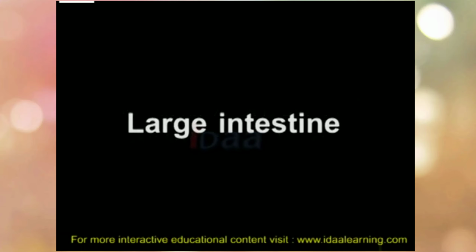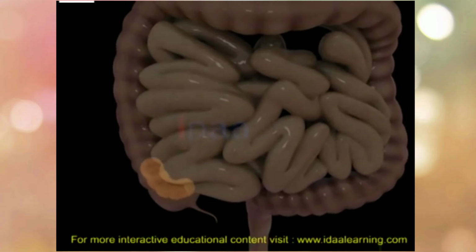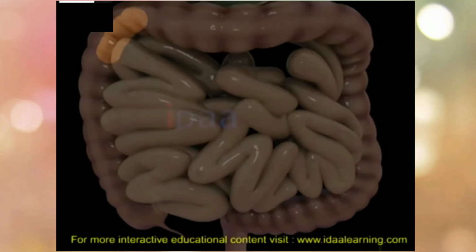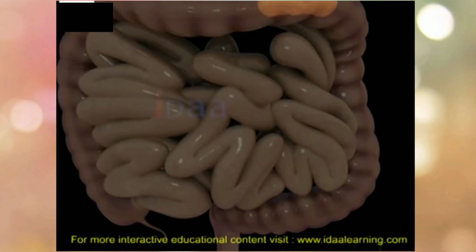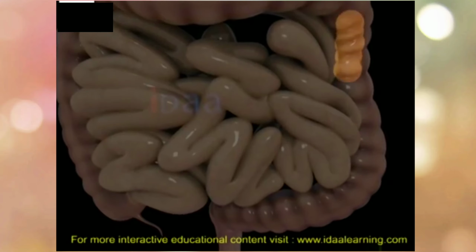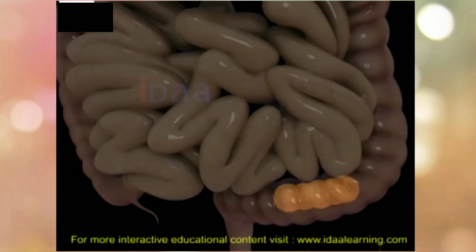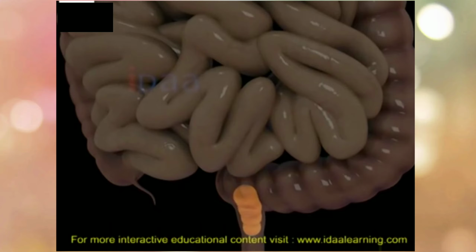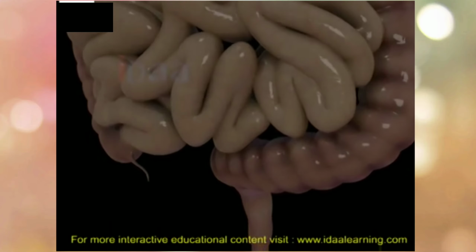Large intestine. The large intestine is wider than small intestine and measures 1.5 meters in length. Once the undigested food enters the large intestine, it absorbs water and some salts from it and passes the remaining waste into the rectum. Here it remains as semi-solid feces. The fecal matter is removed through the anus. This is called egestion.